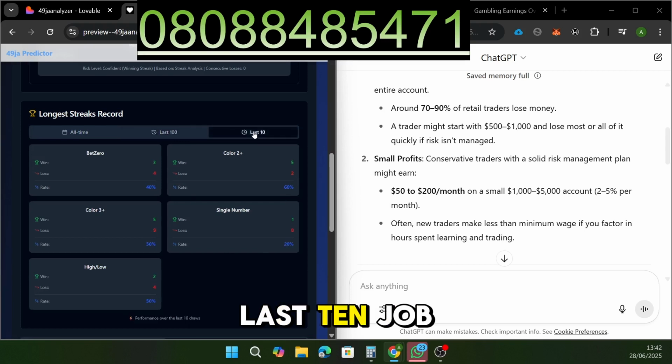If you go to the last 10 draws, for the bet zero we have 4, for the 2 plus we have 2, for the 3 plus we have 5 times in a row, for the single number we have 8, and for the high low we have 4.